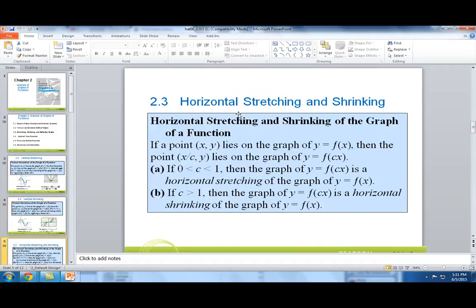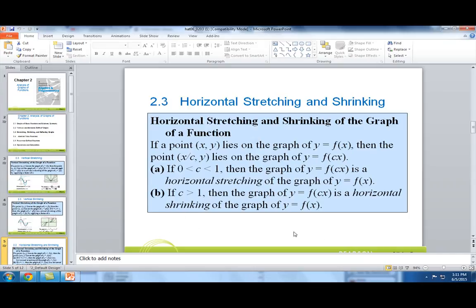Next, we'll take a look at horizontal stretching and shrinking. And here we have the function in the form y is equal to f of x. But notice for a horizontal stretch or shrink, we now have y is equal to f of c times x. If c is greater than 0 and less than 1, this will result in a horizontal stretch. If c is greater than 1, this will result in a horizontal shrink.